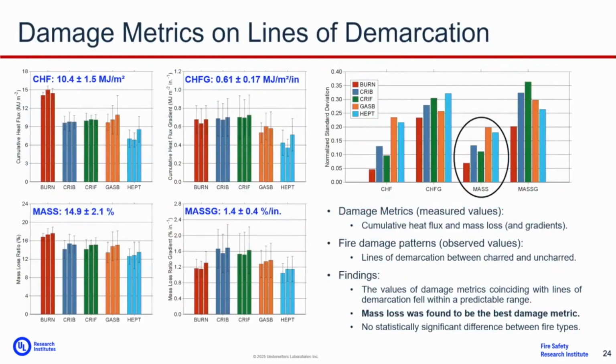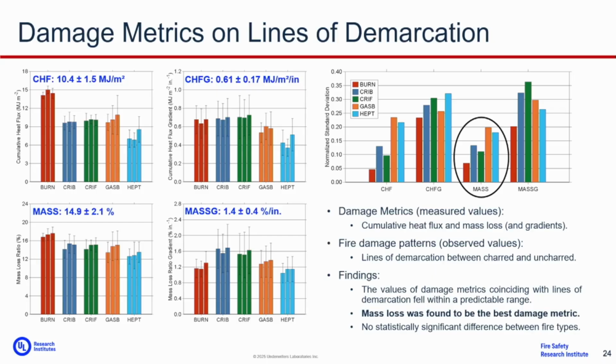Finally, here is a summary of those damage metrics. So over every single fire type, and I've only got 5 fire types of the 7 shown, because the other 2 were more for heat transfer validation stuff. We really only looked at these 5 for damage patterns. One of the things that we identified was that the damage metrics, the values of those metrics corresponding with the lines of demarcation, tended to be consistent across all 5 fire types. In particular, the mass loss. So in other words, the mass loss occurring on that line of demarcation separating virgin and char tended to be consistent across all the different fire types.